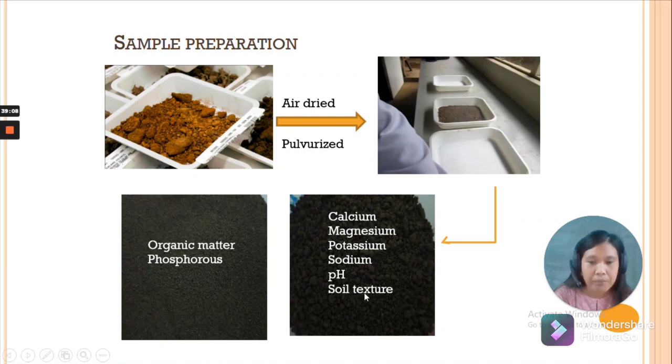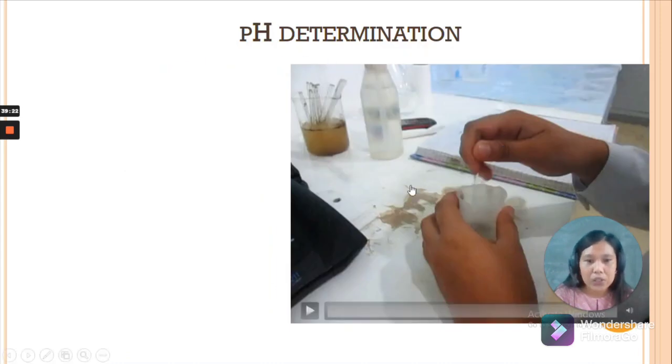These are part of the 8 micro. We have 6 macro, as discussed a while ago. The most basic and common macro is NPK. Then pH soil determination: put it in the pH meter, mix, and check what the pH is.